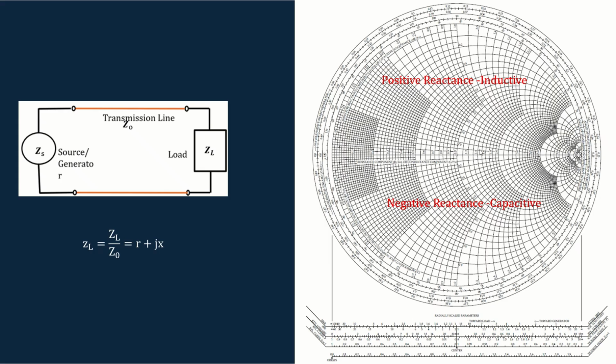We have seen that these circles are known as constant resistance circles and these curves represent the inductance and the capacitance. The portion above this line is the positive reactance or the inductance. You can see the value of this inductance here, and the portion below this line is the negative reactance or the capacitance. Here you can see the value of the capacitance.